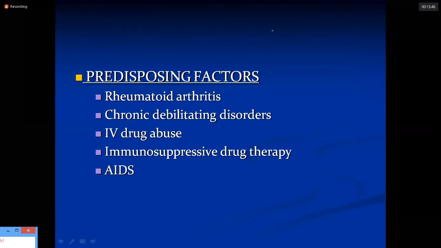Remember, in children it is usually acute osteomyelitis lying concomitantly along with the septic arthritis. But in adults, it is usually these factors which play a role. The elderly population with any form of immune compromised state will predispose the person to septic arthritis.